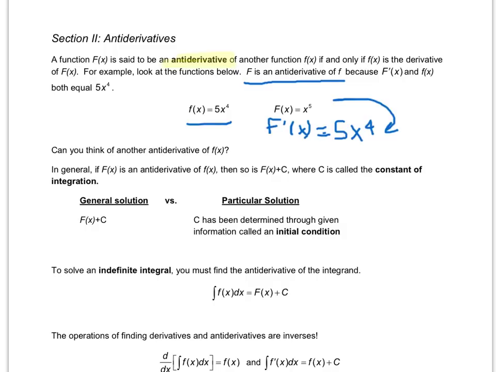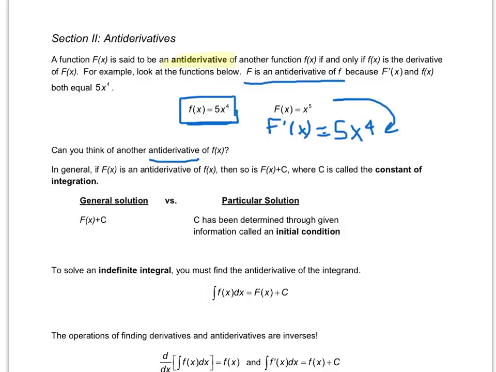then we say that capital F is an antiderivative of f. Okay? I want you to write down in your notebook what another antiderivative of little f of x is. So if you think about this function right here, all you have to do is determine what other function can you think of that when you take the derivative, you will get 5x to the fourth. Okay, so that's your job.